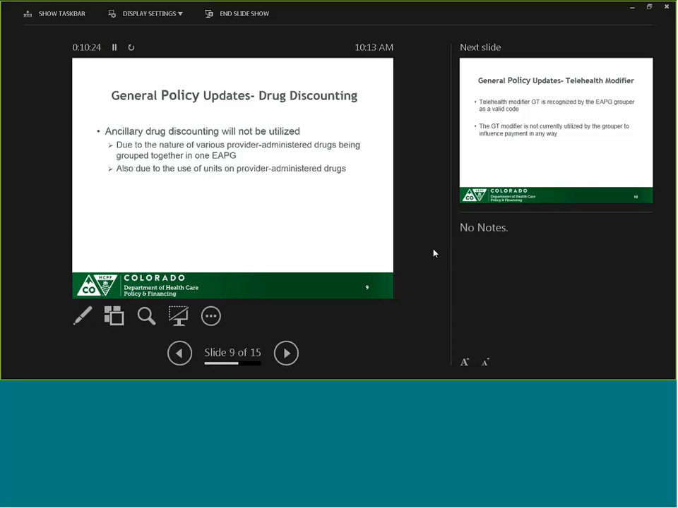We've been researching this a lot more and talking with 3M, and we as PCG have been looking into this for best practices and decided to turn that discounting off. So no matter how many times a drug EAPG is billed, it will be paid at 100%. The main reason is the nature of drugs in general. When you're aggregating different types of drugs within one EAPG, one drug might cost much different than a very similar drug depending on where you're getting it, and there's the impact of the number of units being billed.